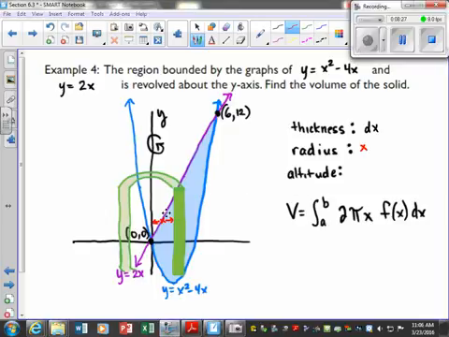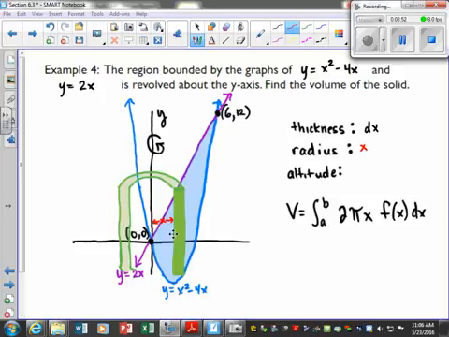Okay, and so I also had a question if the radius is just x because it's revolved around the y-axis. Now let's say I had it revolved around a different line, then we would have to account for that. But in this case, if it's just the y-axis or the x-axis, it's going to be just our basic radius. So from here to here is just x.